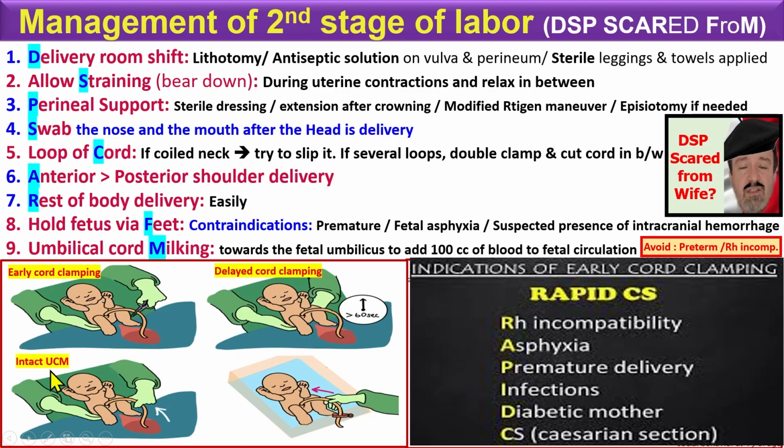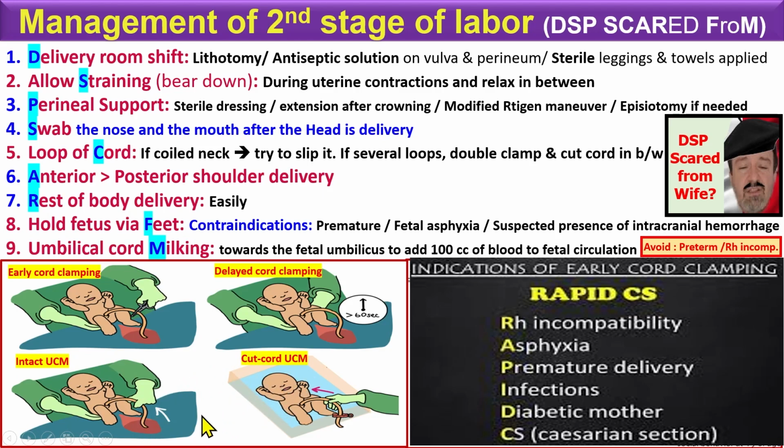The other way is intact umbilical cord milking and cut umbilical cord milking. Okay, in the intact, we are not separating the placenta from the umbilical cord. Here you can see we have clamped the placenta, so just the umbilical cord is here. So intact cord milking is more beneficial as compared to cut umbilical cord milking.